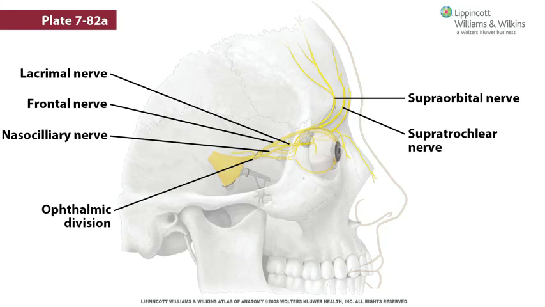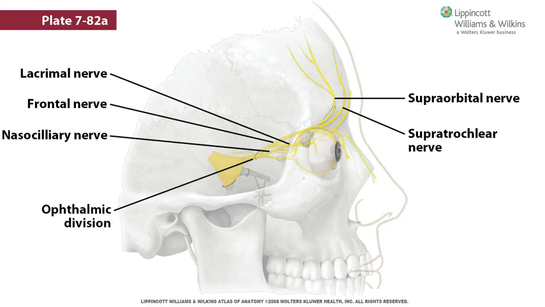The supratrochlear nerve passes superior to the trochlea, which is the fibrous pulley for the superior oblique muscle of the eyeball found on the medial aspect of the superior orbital margin, and innervates skin on the medial part of the superior eyelid and superiorly on the forehead.